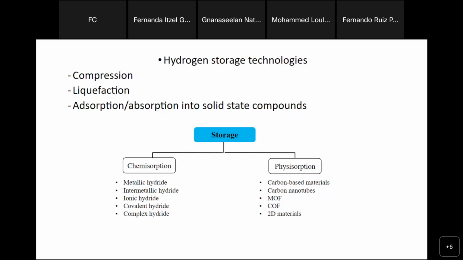In the physisorption, the hydrogen is absorbed in porous materials like carbon-based materials or carbon nanotubes, metal organic frameworks, or covalent organic frameworks, and 2D materials like graphene or phosphorene. Please, next slide.